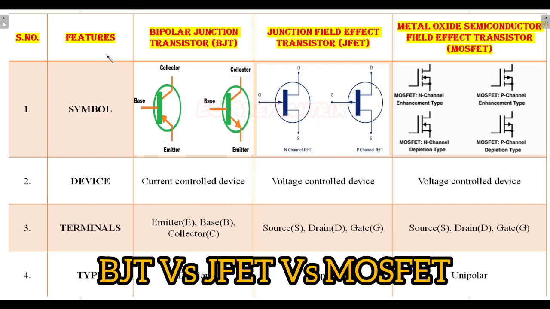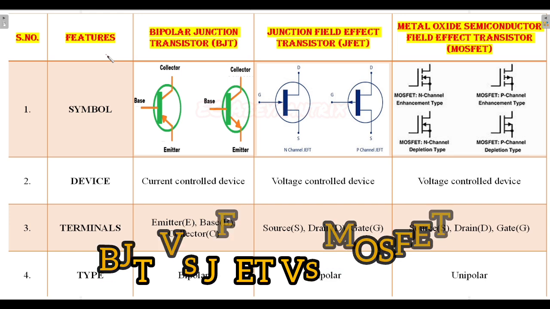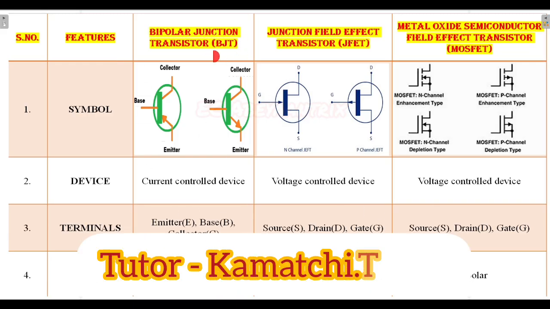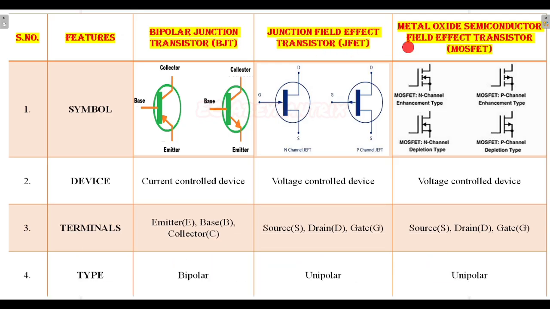I have listed nearly 25 important features among the three devices, and we can compare all three devices in detail, with revision here and there. First, BJT, bipolar junction transistor, and JFET, junction field effect transistor, and MOSFET, metal oxide semiconductor field effect transistor. It has another name also, called IGFET, that is insulated gate field effect transistor, because of its insulated gate. We can discuss that.